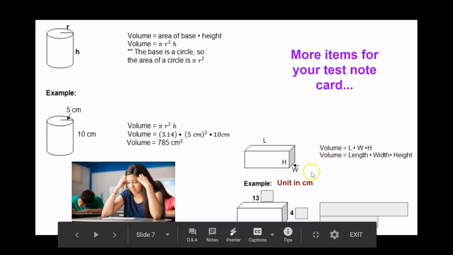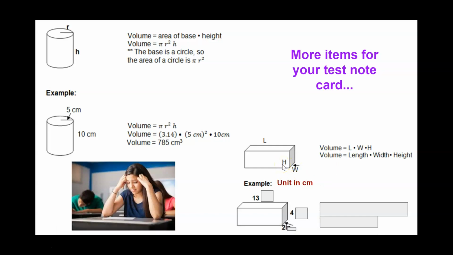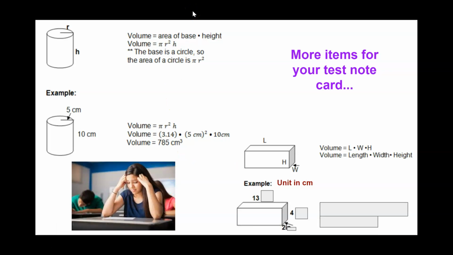So the next one here, we're going to find the volume of a rectangular prism. Go ahead and put that in. If I told you the numbers, let me get rid of this so you can see it. We have 13, 4, and 2. And this one here, the unit is going to be in centimeters also. 13, 4, and 2.